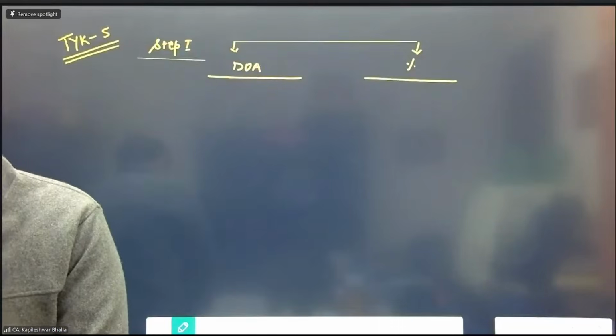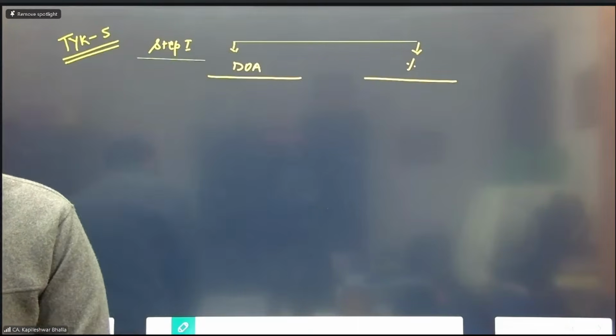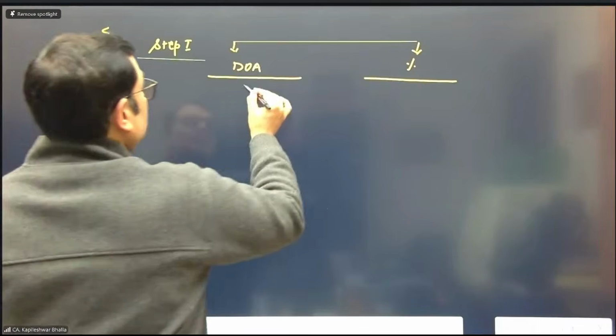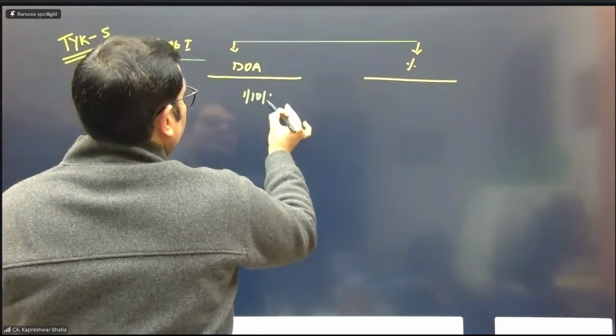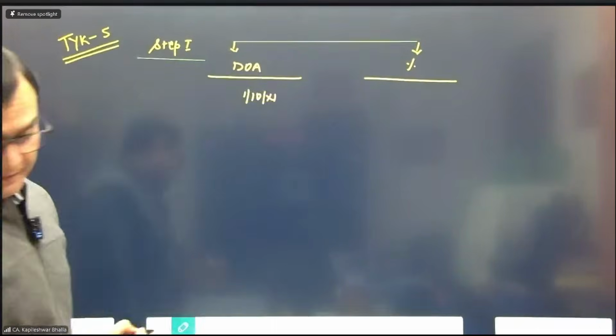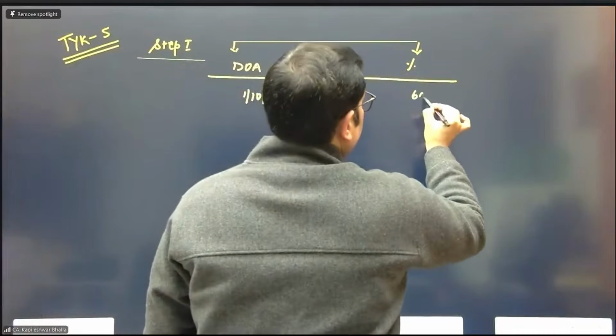So I think the date of acquisition is very clearly given to me. I'm keeping the question in front of me, and you can also open this question in front of you. So the date of acquisition is 1st October X1, and the percentage is very clearly given. It is 60%.